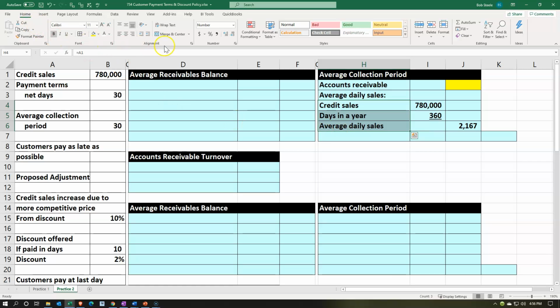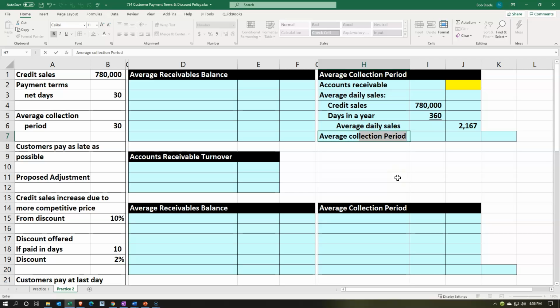Home tab, Alignment, Increase the indenting. I'll increase the indenting here. Home tab, Alignment, Increase the indenting. That will then give us the average collection period. And we are given that here as the 30 days.